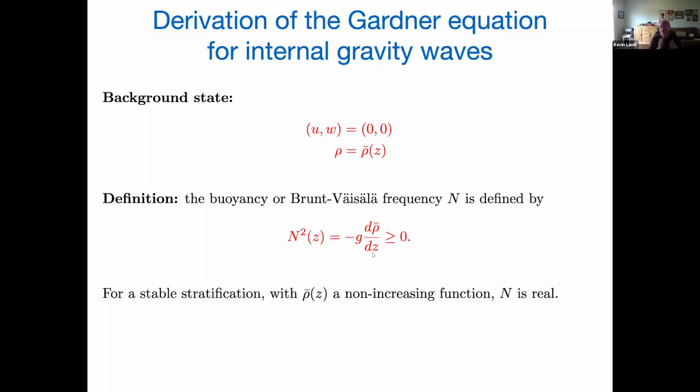So for stable stratification, the density must decrease with height. d rho bar by dz is negative, so minus g times d rho bar by dz is greater than or equal to 0. You'll often see this defined with division by reference density rho naught, but because I've made the Boussinesq approximation, because I've scaled my density and made it non-dimensional, I've already divided by rho naught, so it doesn't appear here.